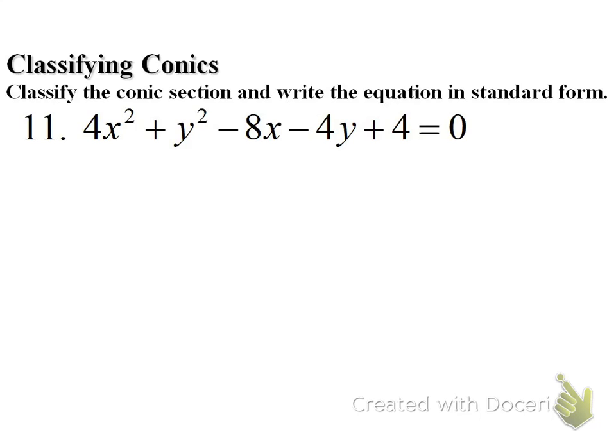Number 11. All right, back to b squared minus 4ac. B is the coefficient of your xy term. Do we have an xy term here? No, so this is going to be 0 squared minus 4 times your x squared term, 4, your y squared term, 1. So it's going to be 0 minus 16. That's definitely a negative number.